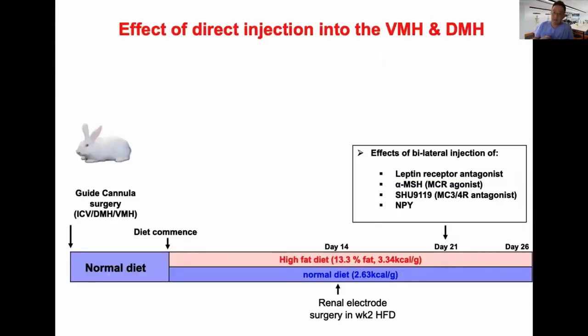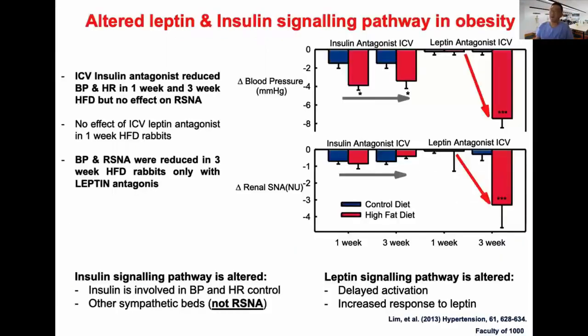Now, after this, we wanted to see which part of the brain is actually driving this, because with the ICV injection, or the intracerebroventricular injection, the drug goes everywhere, all parts of the hypothalamus. So we don't know which specific part of the brain is driving this change.